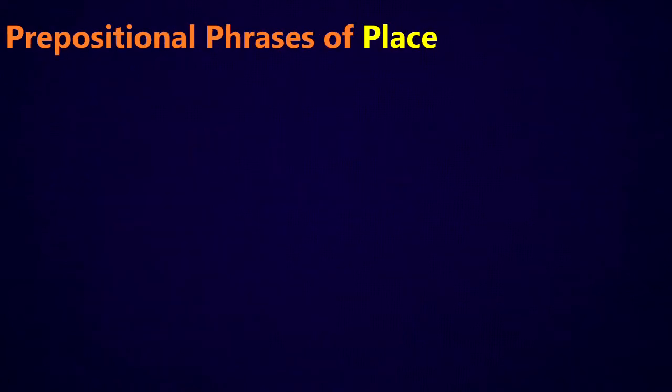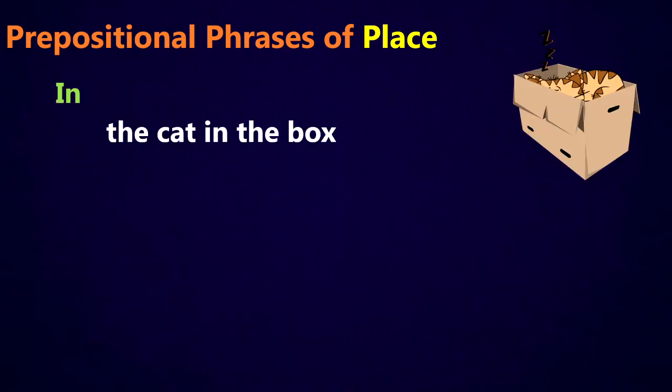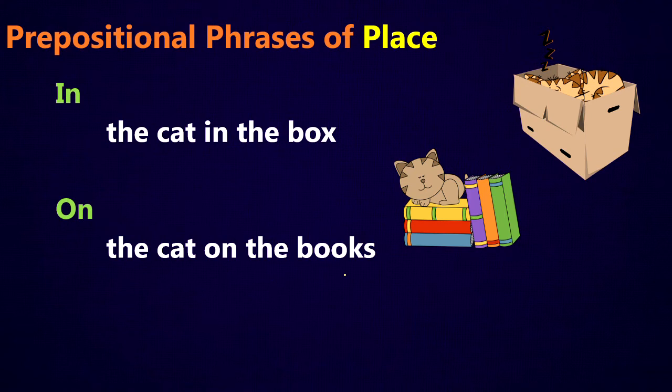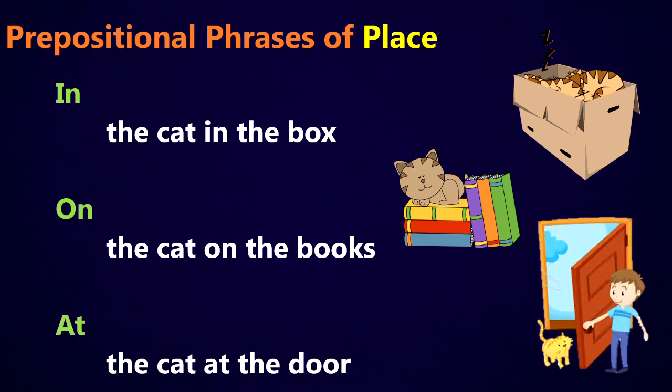And we're going to look at each of these types in this lesson. So the first one, prepositional phrases of place, tells us where something or someone is. For example, in, we can say the cat in the box. In the box is my prepositional phrase, in is my preposition, and it is describing where the cat is. On, we can say the cat on the books because it's sitting on the books. So on is my preposition, on the books is my prepositional phrase, and it's describing the cat and where it is. Or we could say the cat at the door. So at is my preposition, at the door is my prepositional phrase, and again it's describing where the cat is.